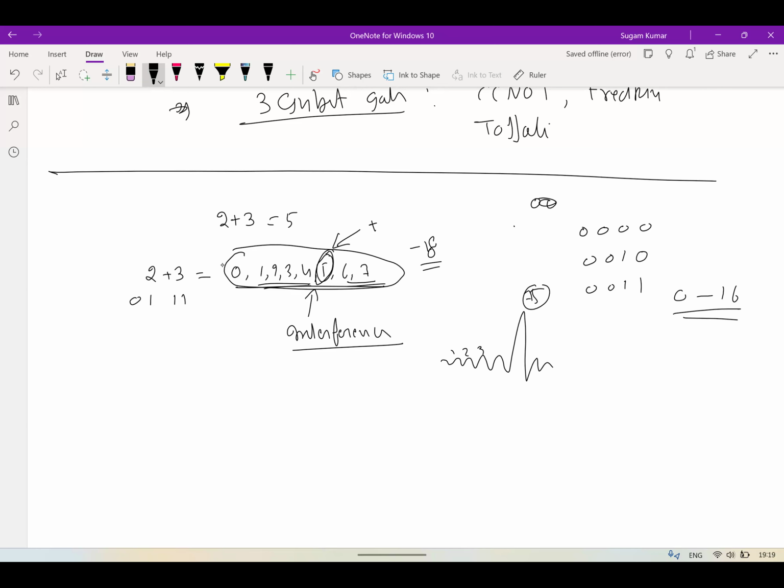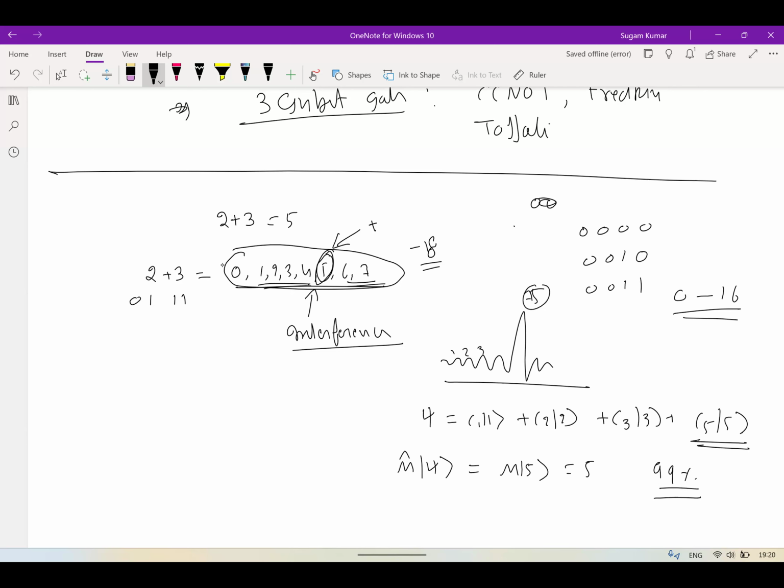And after that, you do the measurement. This is still in the superposition state. When I say superposition, it means result 1 has some probability, result 2 has some probability, result 3 has some probability, and result 5 also has some probability. But if I now do a measurement on this wave function, the wave function will collapse, and the probability of collapsing into 5 will be highest. Maybe there is a 99% probability that it will collapse into 5.